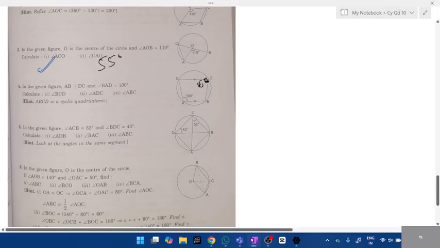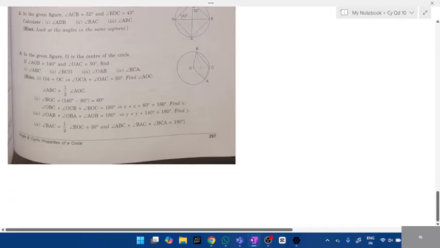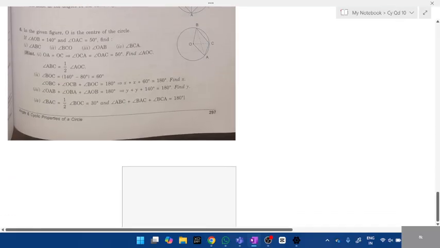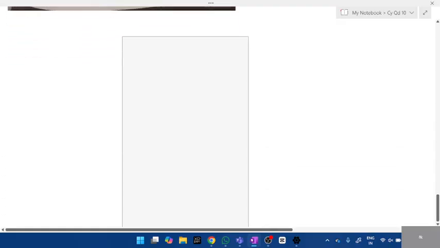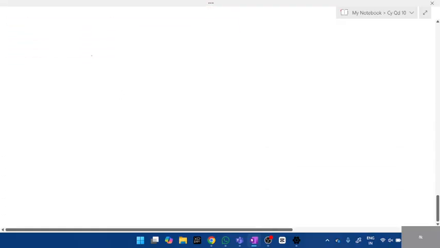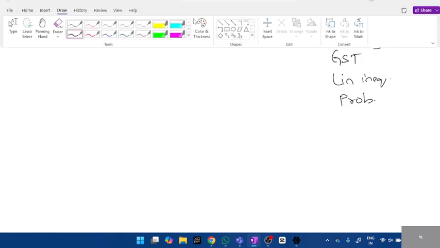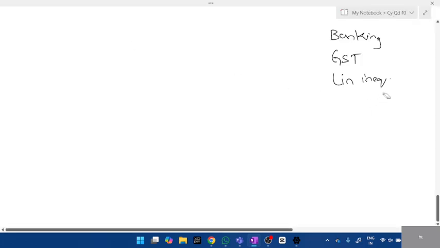Fine. So far we have done 5 questions. Okay, 5. And we'll revise those chapters, whatever we have done. What are the chapters? Banking, GST. We have done 4 chapters, right? Linear inequation and probability. Okay, from Monday we'll continue this.